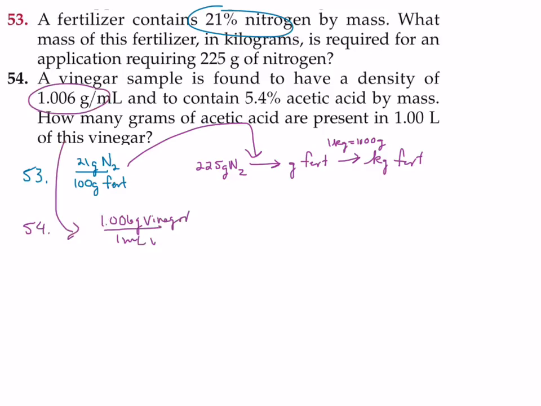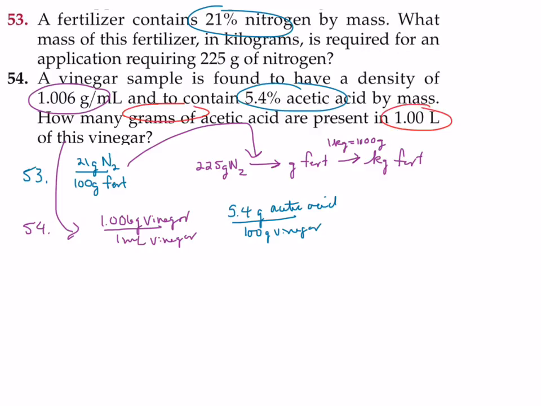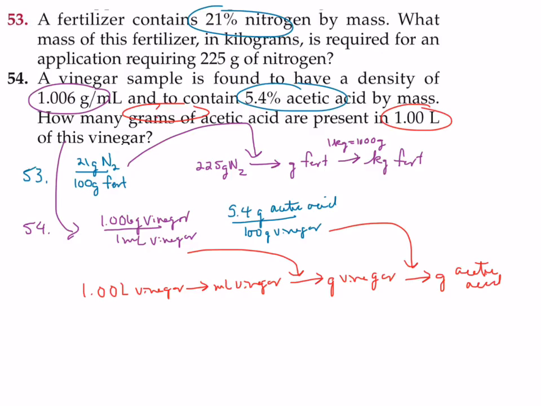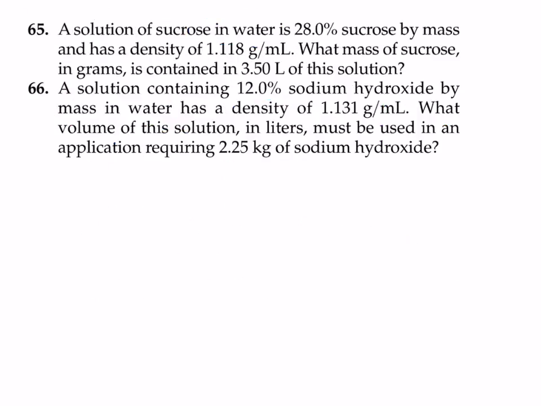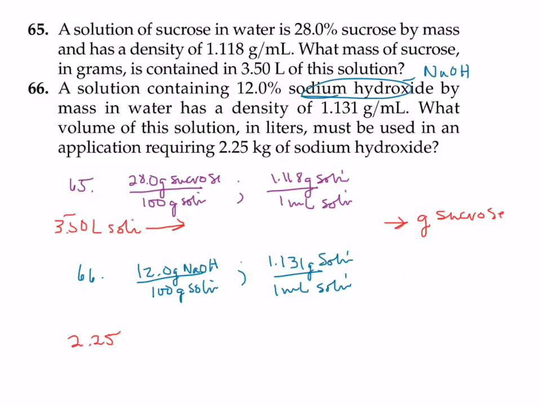We have a density and a weight percent for the next one. You're supposed to come up with grams of acetic acid, which is the solute present in 1 liter of this solution. So I did that. And then we have 2 more. And I'll just go ahead and show these all up there. So these hints will be available. Again, you may or may not need them, but they're there.